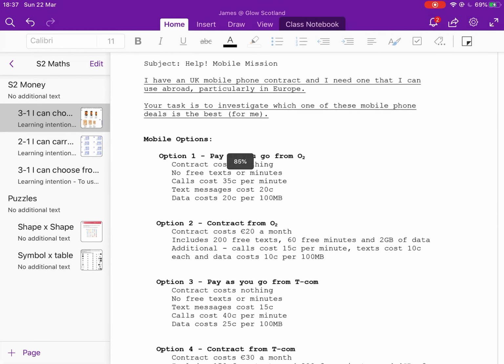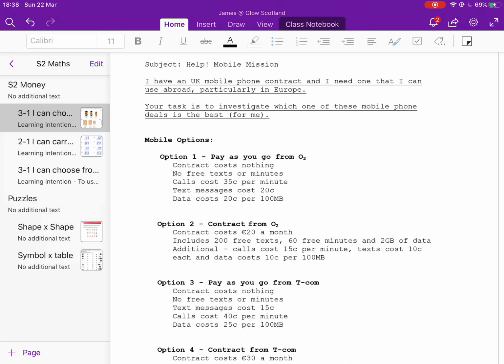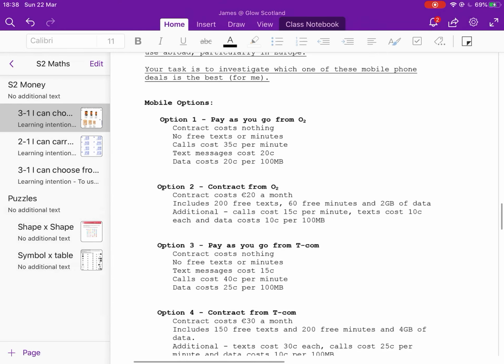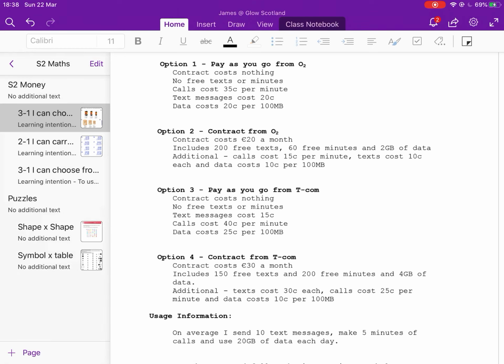So our different options here. Option 1 is a pay-as-you-go from O2, so there's no contract cost, but I don't get any free text or minutes with that, or any data. Calls cost 35 cents because we're dealing in euros per minute. Text messages cost 20 cents each, and data costs 20 cents per 100 megabytes. Option 2 is a contract from O2, €20 a month, 200 free texts, 63 minutes and 2 gigabytes of data. Additional costs are 15 cents per minute, 10 cents for a text and 10 cents for 100 megabytes.